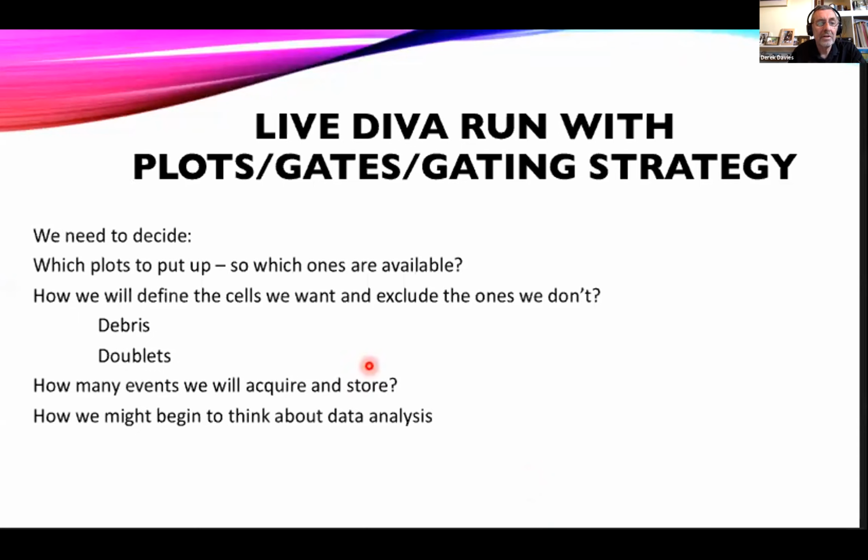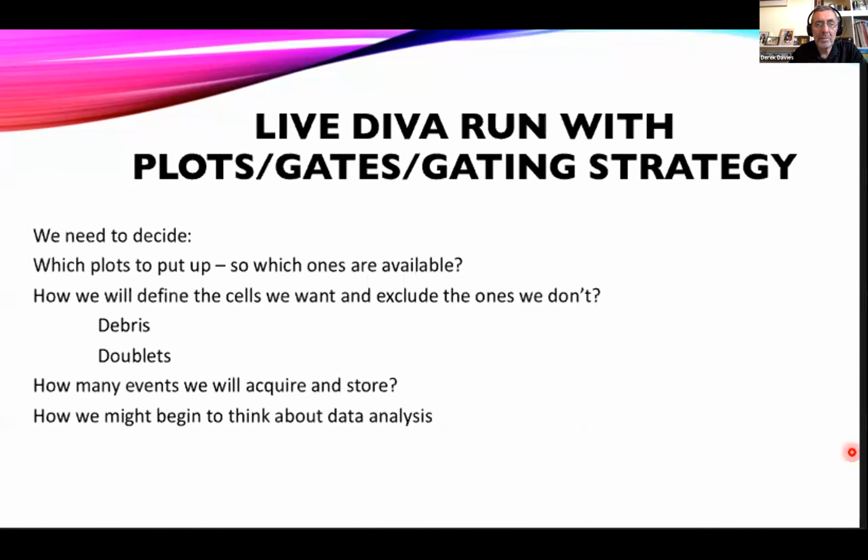We know we're going to have some debris in there. We're going to have doublets. We may have some dead cells, although we don't have a viability dye in here today. So we're always going to want to exclude those to make sure we're making measurements on the things that we're interested in. And then we're going to have to think about some practicalities. You know, how many events do we want to acquire? Where are we going to store these? How are we going to get them to our analysis computer and so on? And again, we're not going to talk specifically about data analysis, but we will start sowing the seeds of how we're going to do that.